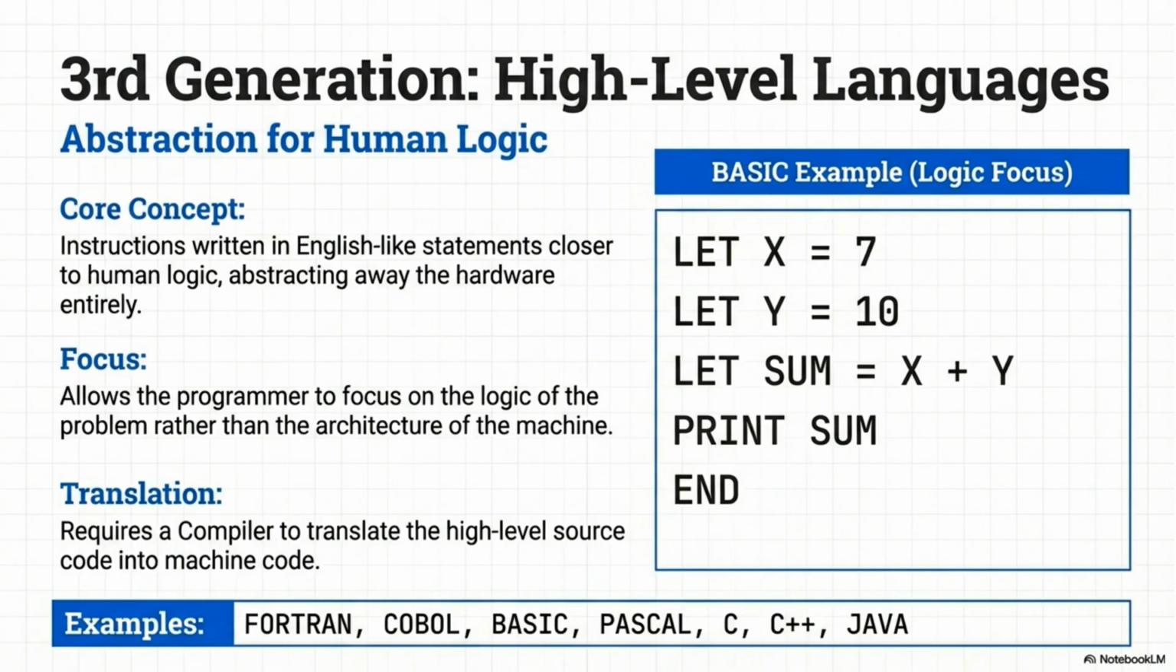The third generation brings high-level languages, offering abstraction for human logic. Instructions are closer to English-like statements, completely abstracting away the hardware. This allows programmers to focus on problem logic. These languages require a compiler for translation. Examples include Fortran, COBOL, BASIC, and Java.